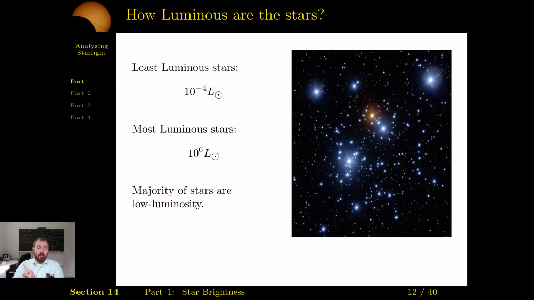But one thing we have noticed is that the majority of stars are less luminous. Majority are not that luminous. And so a big open question is, why is that? Why are most of the stars not that luminous?